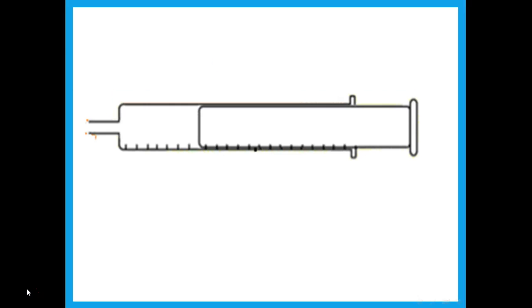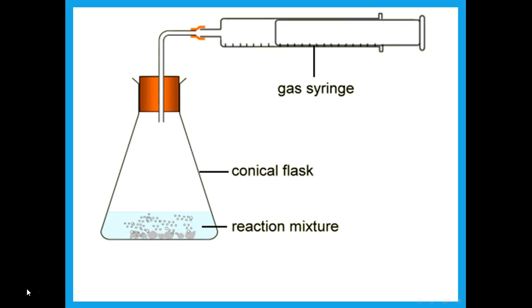Okay, this is used to measure the volume of gases, and it's an accurate method. So if it says collect a gas and measure its volume, then you need a gas syringe. So if I have a reaction mixture in my flask, it is giving out a gas and I want to measure the volume of gas, then I use a gas syringe.